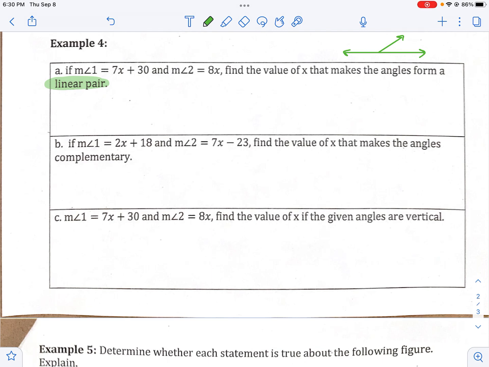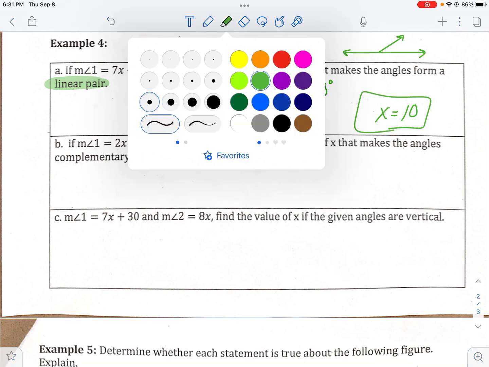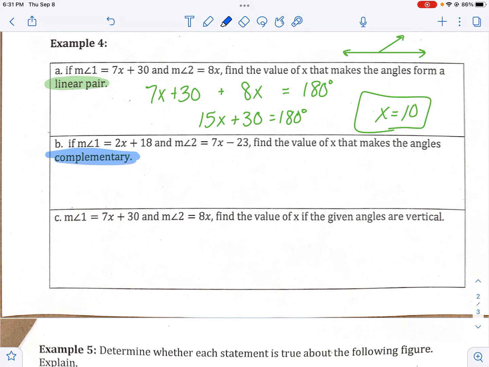But how does that help me? What do I know about straight lines? If they form a straight line, they must add to 180 degrees. So 7x plus 30 and 8x, together those have got to make a straight line of 180 degrees. So I have 15x plus 30 equals 180 degrees, and x should be 10.